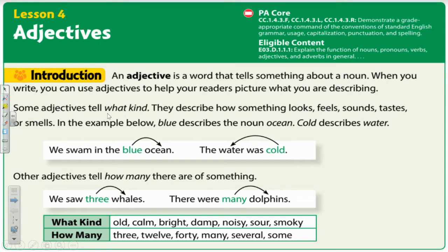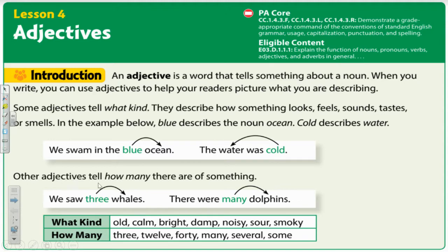Some adjectives tell what kind. They describe how something looks, feels, sounds, tastes, or smells. In the example below, blue describes the noun ocean. Cold describes water. So here we swam in the blue ocean. What kind of ocean? The adjective is blue. The water was cold. What kind of water? The adjective here is cold.